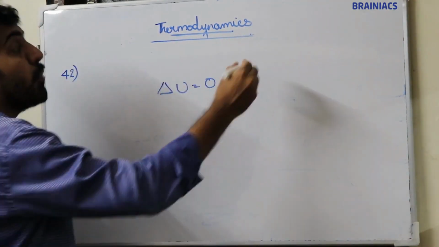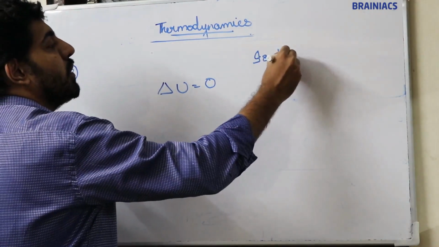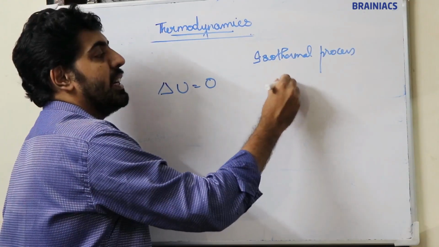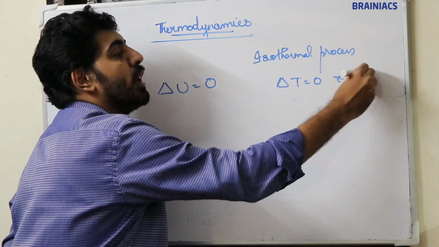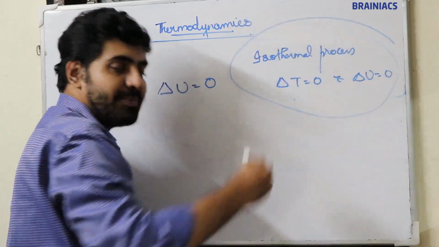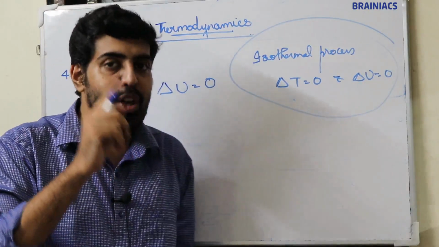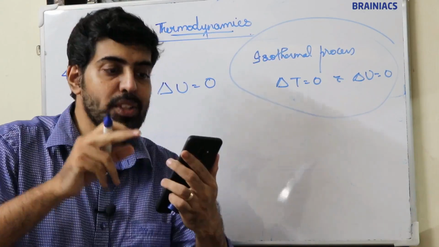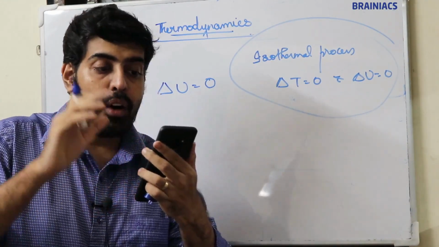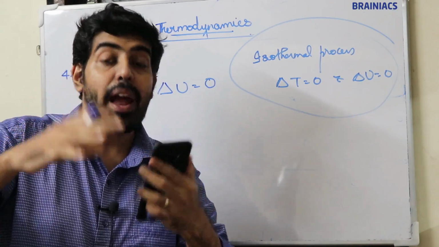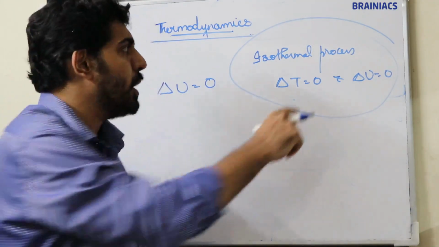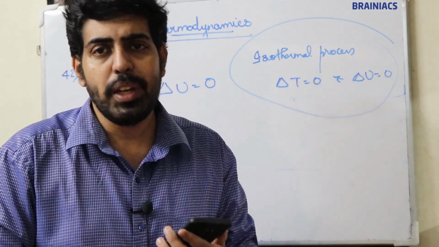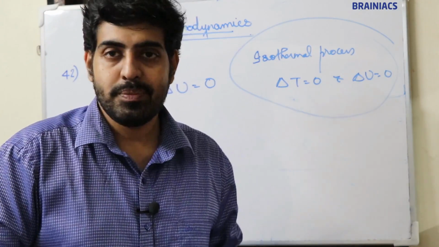Why is it 0? For an isothermal process, delta T and delta U will be equal to 0. I think we have already discussed this. Here they have given the condition for isothermal: 1 mole of ideal gas at 300 Kelvin is expanded isothermally. They have asked to calculate delta U, so delta U will be equal to 0. Answer is option 2. I think it's clear.